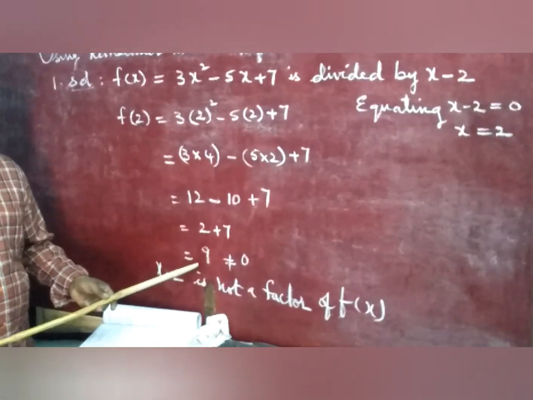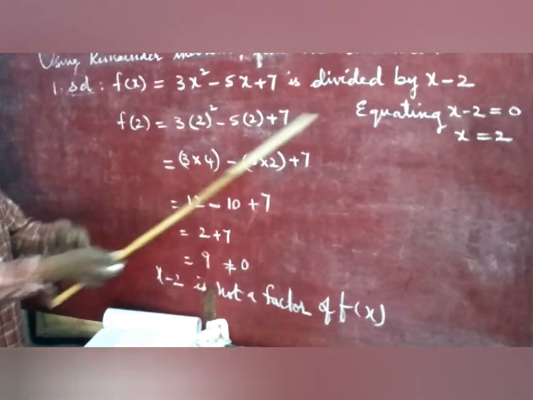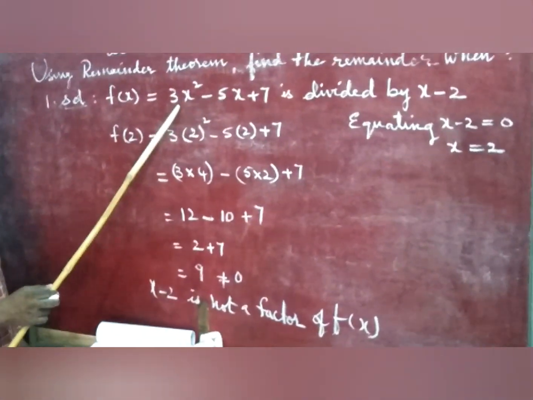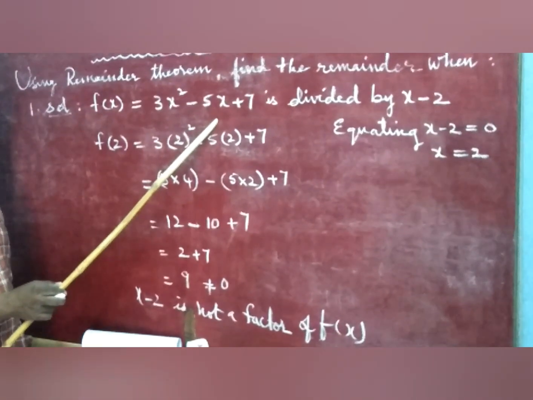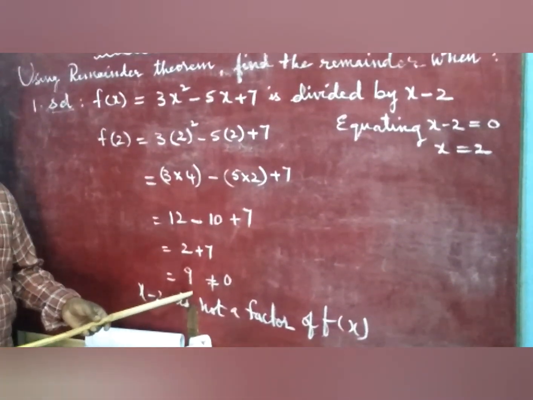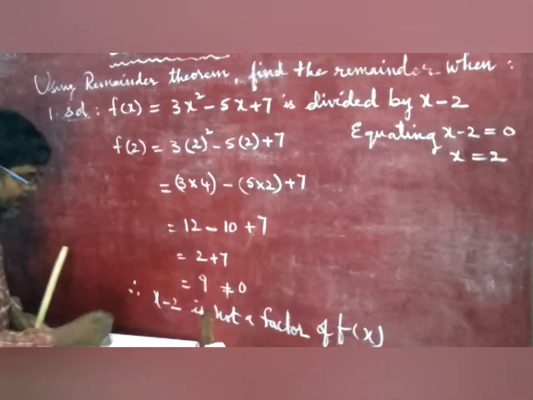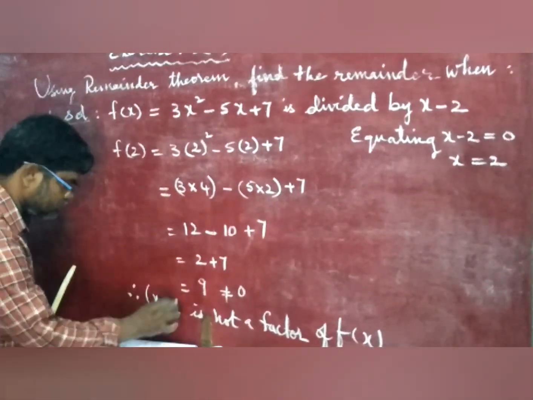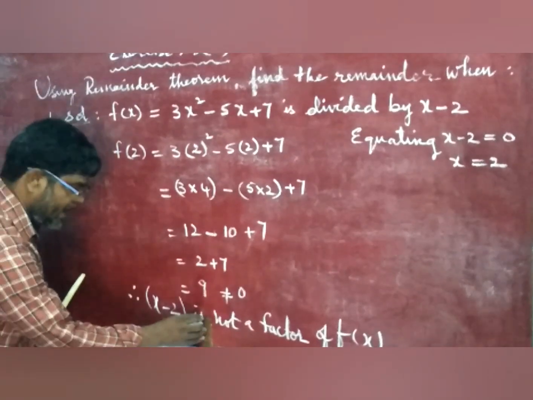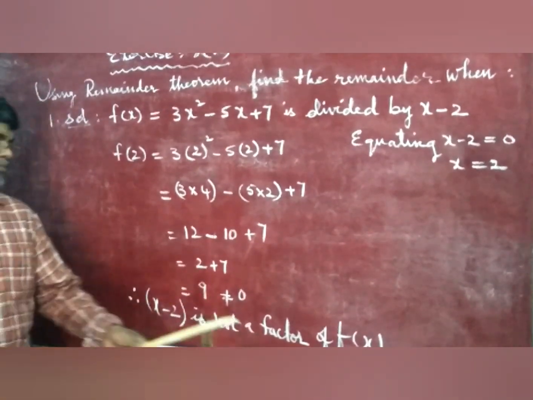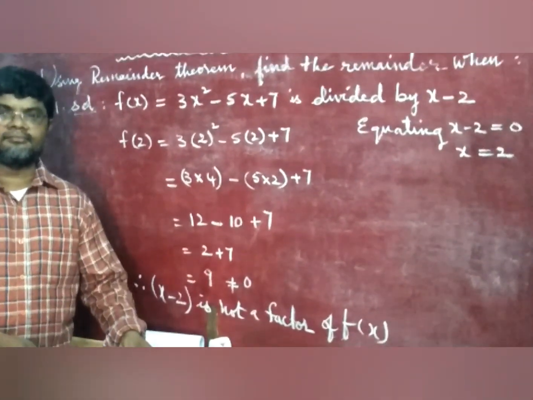Here we got remainder as 9 when we divided x minus 2 with this second degree polynomial. We got remainder as 9. So therefore x minus 2 is not a factor of f of x. Understood?